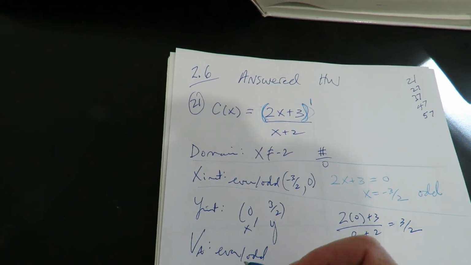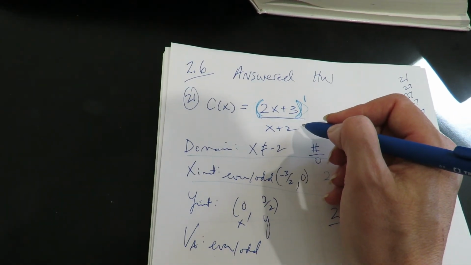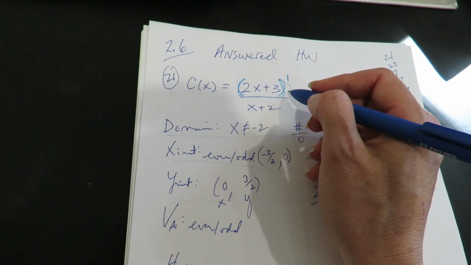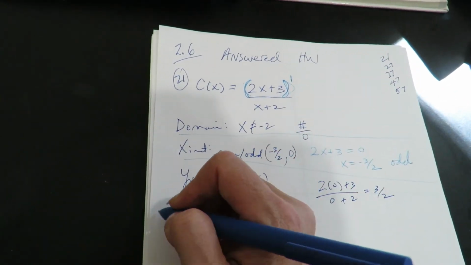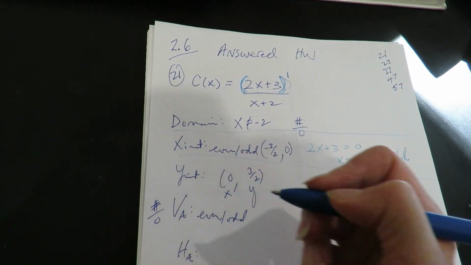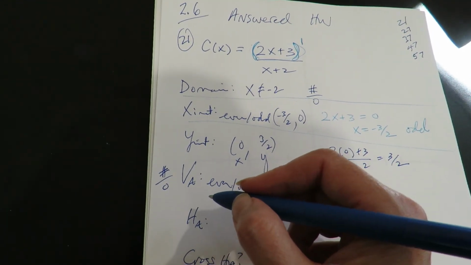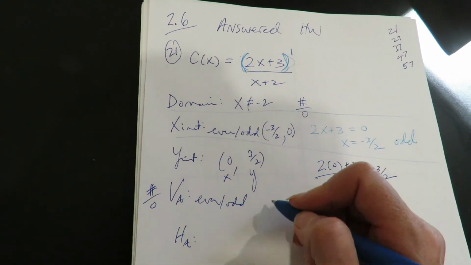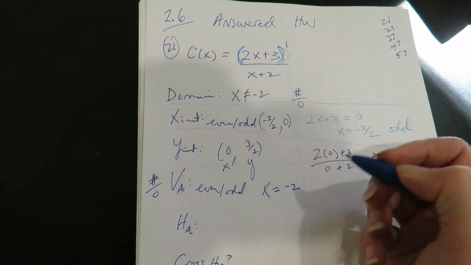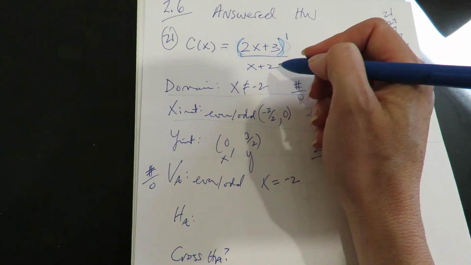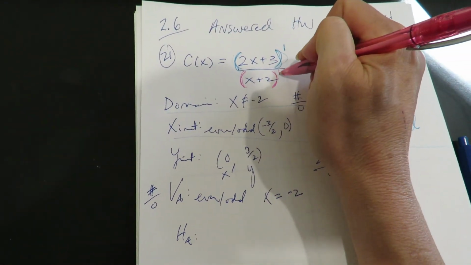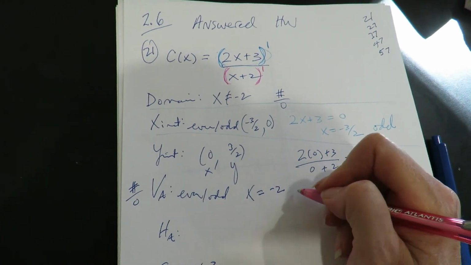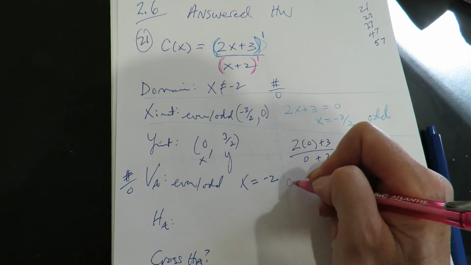What's next? VA. VA is where the denominator equals 0 but the numerator does not. If they both equal 0, it's a hole, not a VA. So remember, for VA, the numerator can't be 0. It has to be undefined to be a VA. So it's going to be undefined when x is equal to -2. And you only have one of these binomials, so that's going to make it odd.